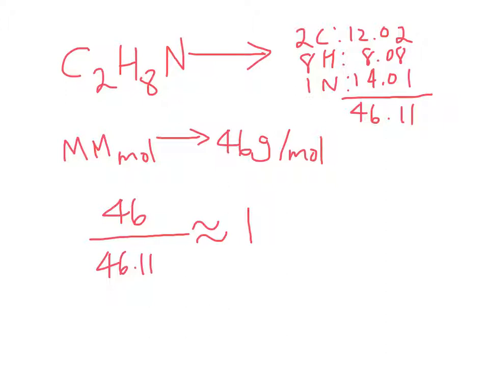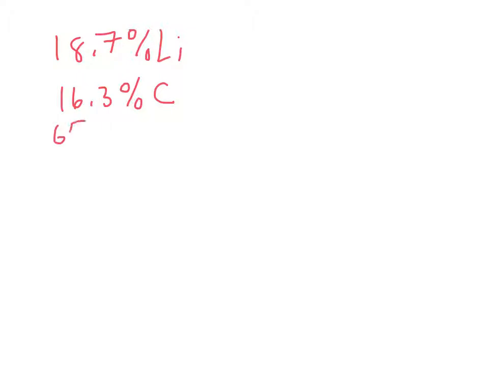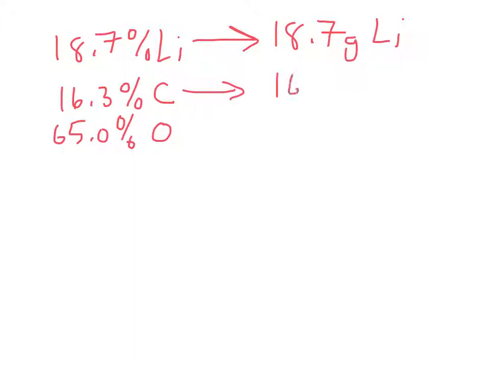Okay, let's look at that second example now. In that second example, it says, what's the empirical formula of a molecule that contains 18.7% lithium, 16.3% carbon, and 65.0% oxygen? So remember, we need to figure out the empirical formula first. We're going to change this to 18.7 grams of lithium, change this to 16.3 grams of carbon, and this one to 65.0 grams of oxygen.